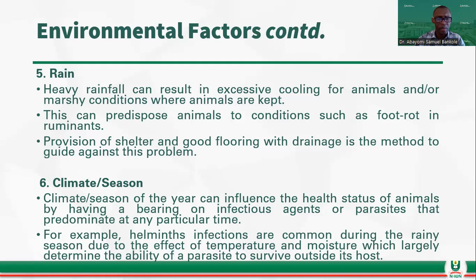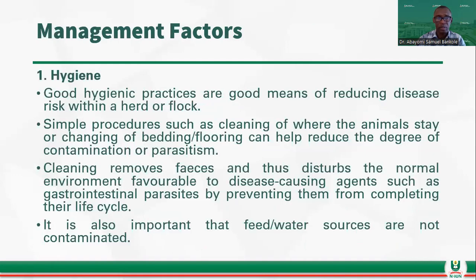Another environmental factor is climate or season of the year. Now, climate or season of the year can influence the health status of animals by having a bearing on infectious agents or parasites that predominate at any particular time. For example, helminth infections are common during the rainy season due to the effect of temperature and moisture, which largely determine the ability of a parasite to survive outside its hosts. Now, that is it for environmental factors.